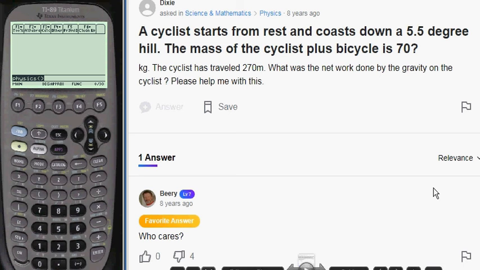In this case, it's a physics problem. You can read it on the screen here. I always suggest in physics problems to take what's given and put it off to the side of your paper. For instance, put a theta sign, angle sign, and put 5.5 degrees. And put mass m equals 70 kilograms. And then distance would be 270 meters here.